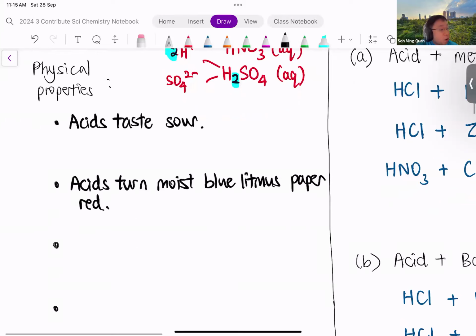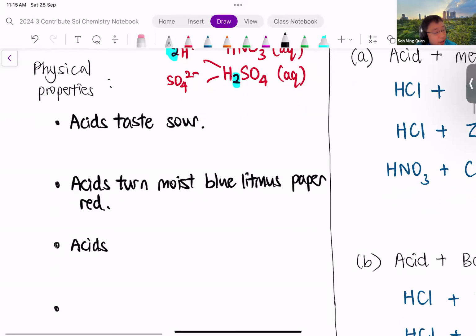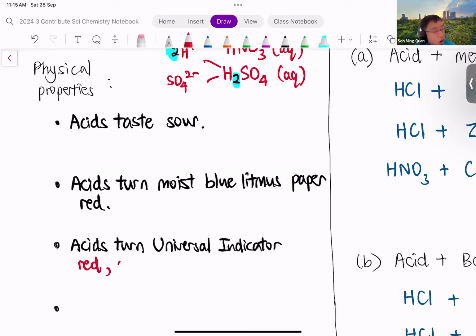Besides litmus paper, we could have used universal indicator. So acids will turn universal indicator, depending on their pH, red, orange, or yellow. So this is the complication. You need to know that universal indicator gives you the approximate pH depending on the color. So red is pH 1 to 2.